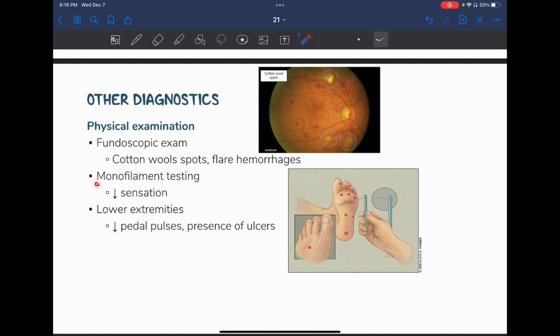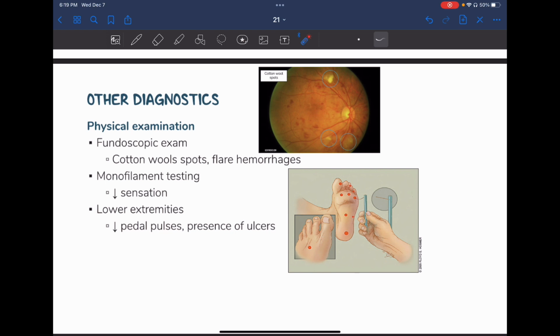Another test is monofilament testing, where they put one filament onto some spots on the foot, as you can see here, and the patient with diabetes cannot feel it properly. So the sensation is less than a normal person. In diabetic patients, the vessels and nerves cannot work properly because there is a lot of glucose. So that's why the patient cannot feel these spots properly.